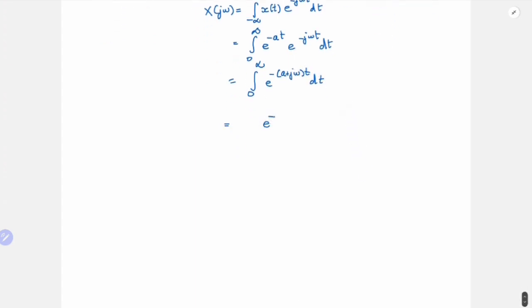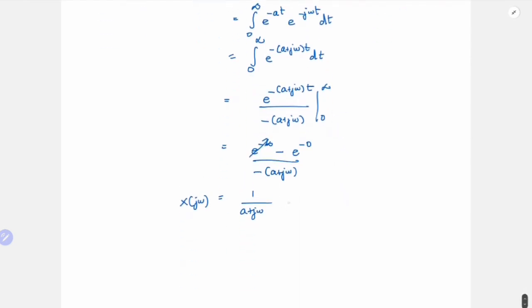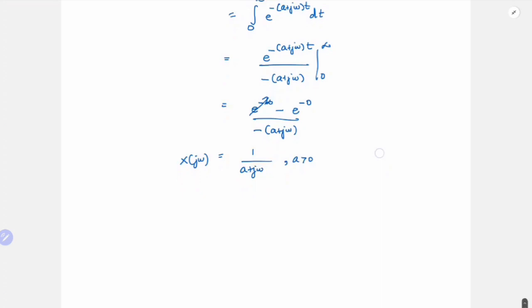And taking the integral, we'll get e power minus (a plus j omega) t divided by minus of (a plus j omega), from 0 to infinity. Applying the limits, we get e power minus infinity minus e power minus 0, divided by minus of (a plus j omega). This will go to 0 and this will go to 1. So minus 1 by minus, we'll get 1 by a plus j omega. So my Fourier transform of x of t is 1 by a plus j omega for the exponential signal. And again, a is greater than 0 here.